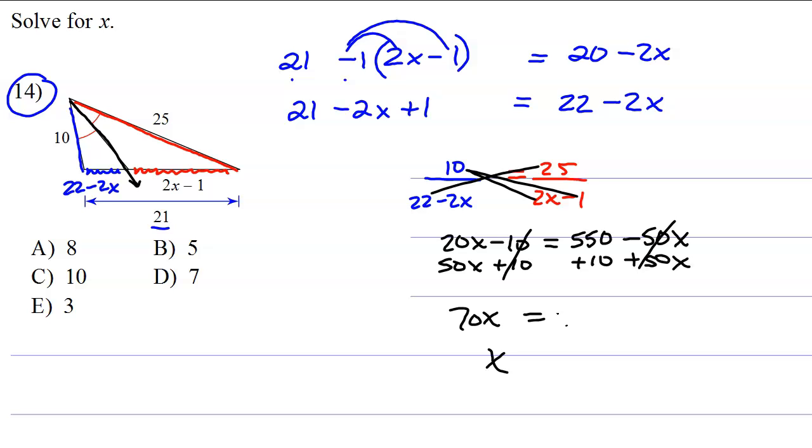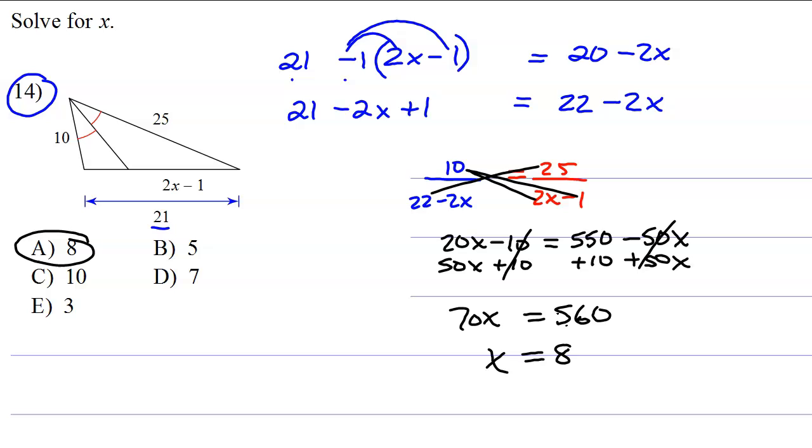There we go. I don't know why I thought that. 550, so this would be 560, divide. So that's going to be 8. So the correct answer here comes out to be 8. Now, that's not what I did. That's what I did after I finished the test, and I went back and wondered why my algebra wasn't working on that one.